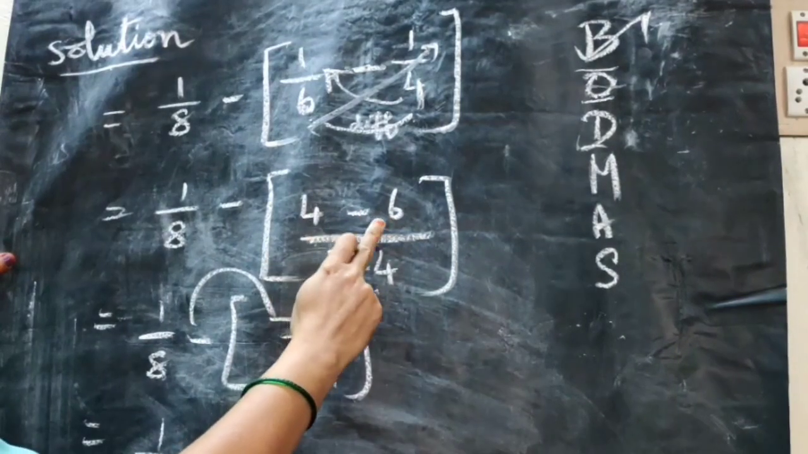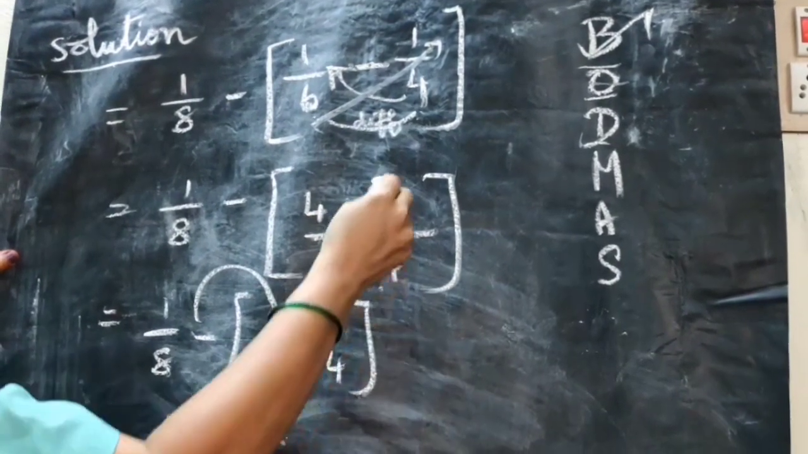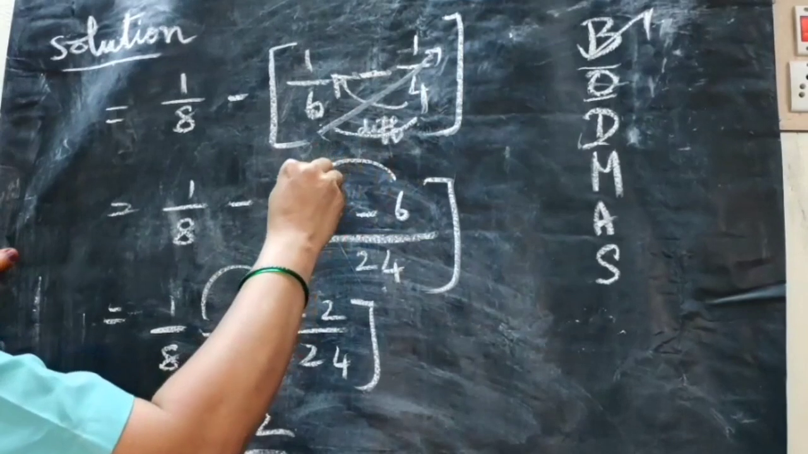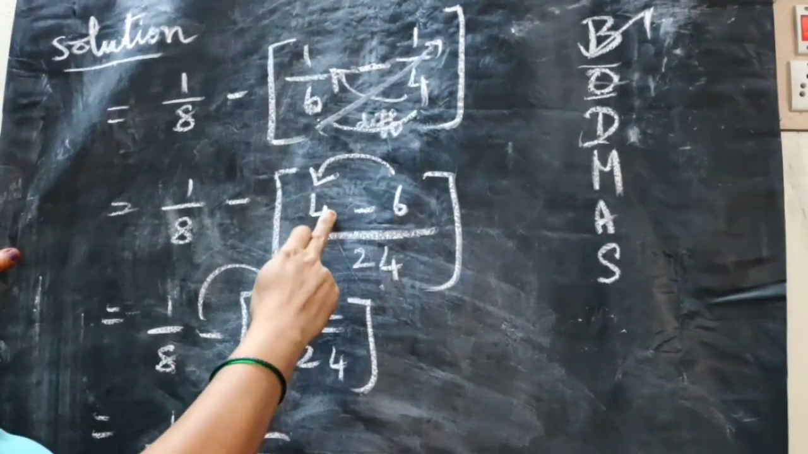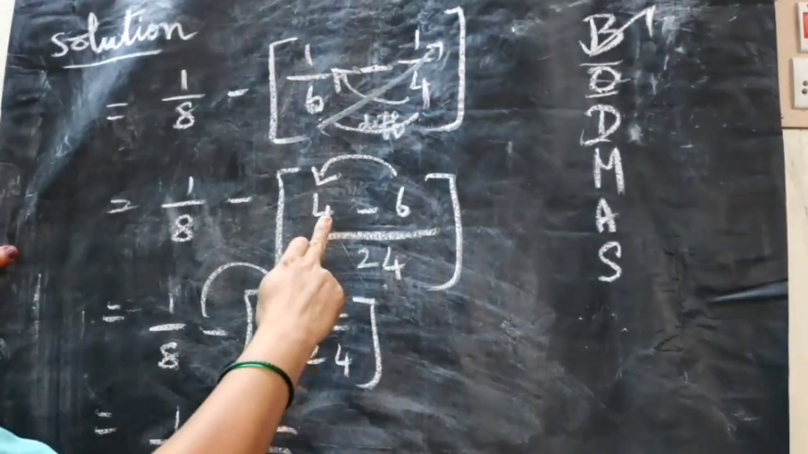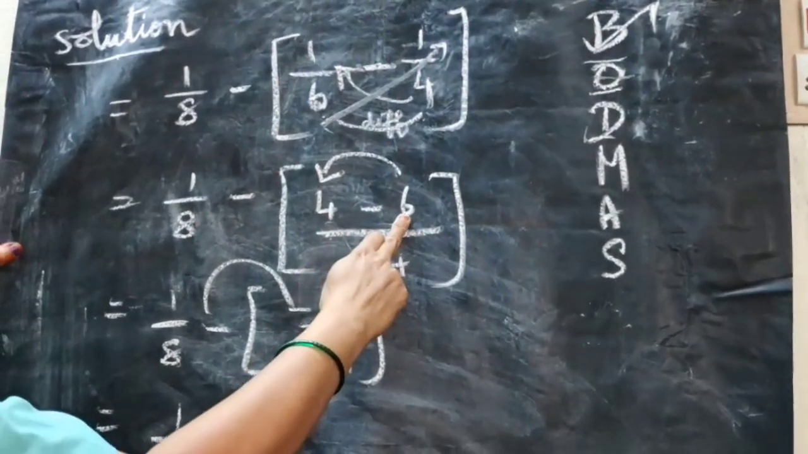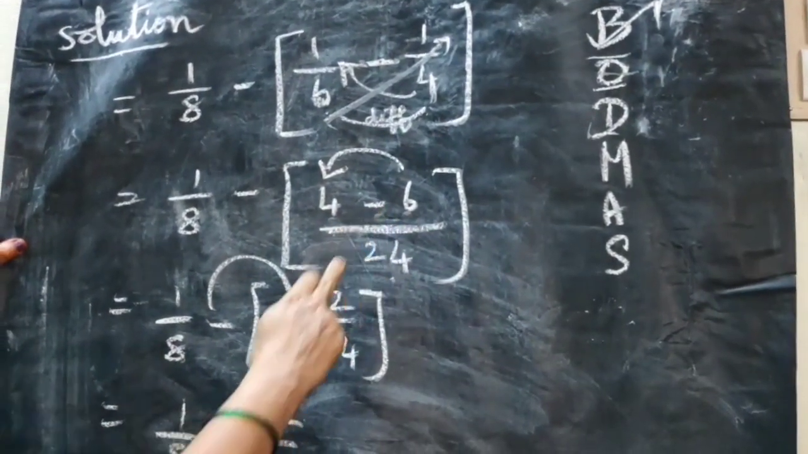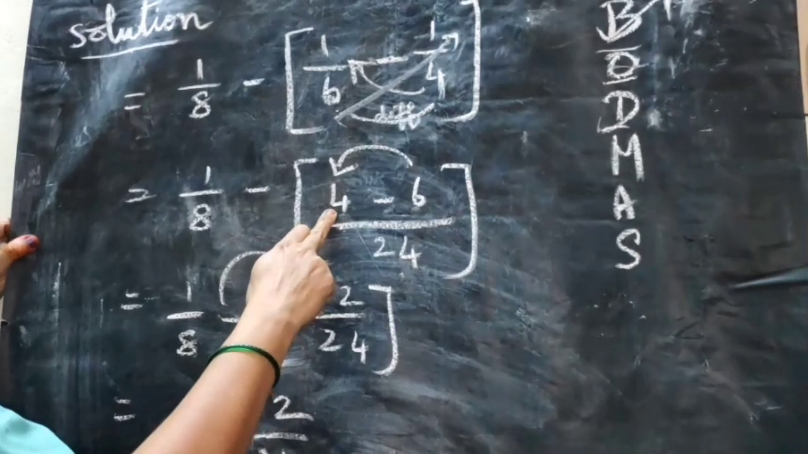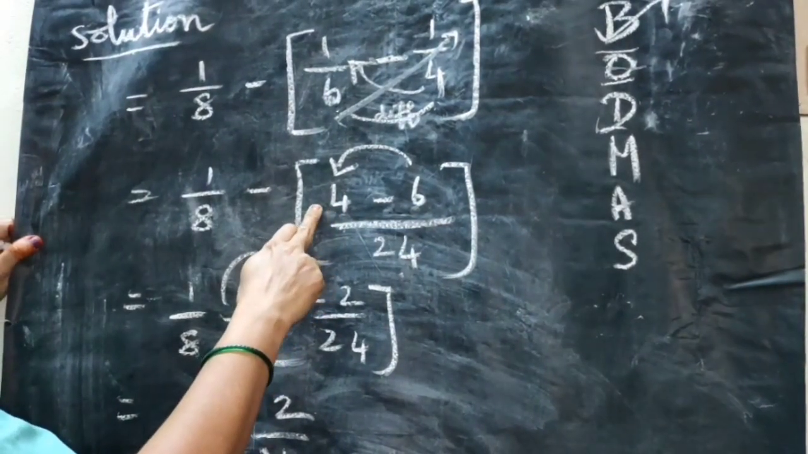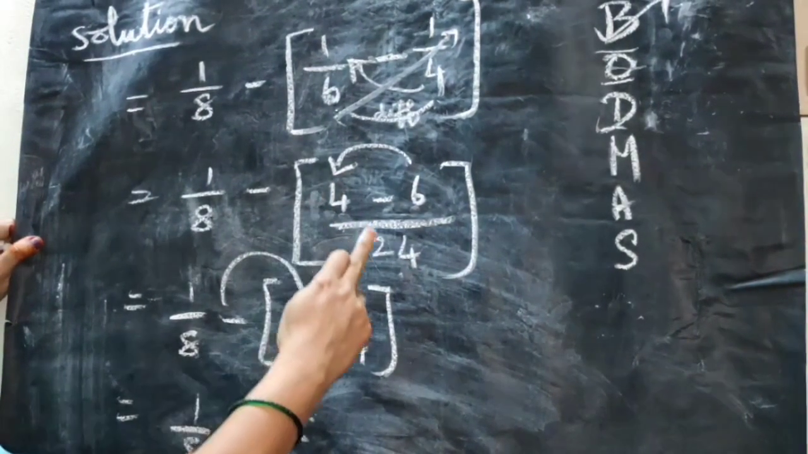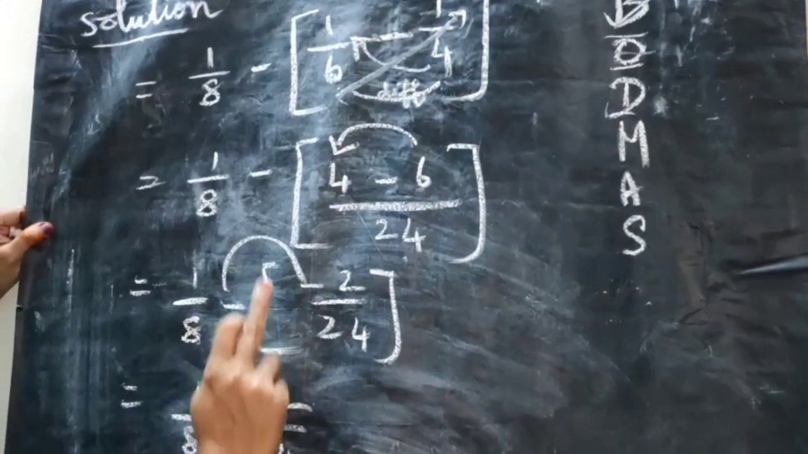What is 4 minus 6? Can't do it like that. You subtract 4 from 6. 6 minus 4 equal to 2. Greater number is 4 or 6? 6. Nearby 6 the symbol is minus, so put the minus symbol. And near 4, what symbol is there? Plus symbol. So minus 2 divided by 24.